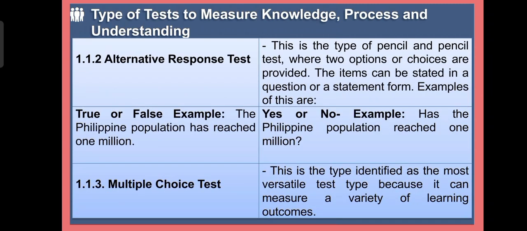Next, alternative response test. This is the type of pencil and paper test where two options or choices are provided. The items can be stated in a question or a statement form. Examples of these are true or false: the Philippine population has reached 1 million. Yes or no: has the Philippine population reached 1 million?